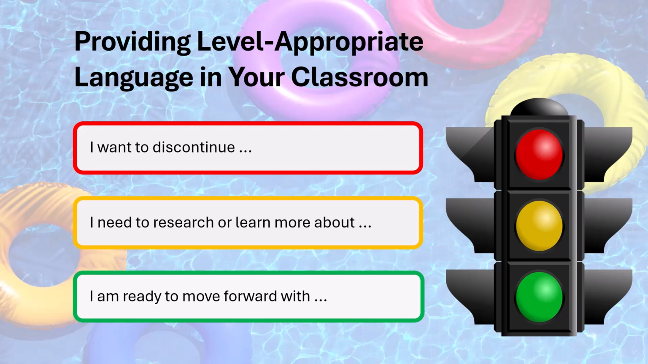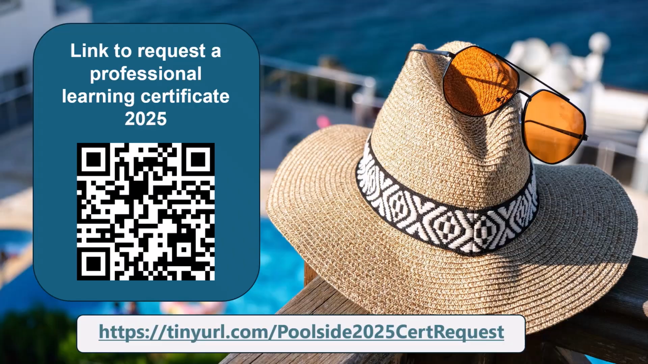As we wrap up, I invite you to write down your thoughts on these three ideas. So, what would you like to discontinue in light of what we're learning about level appropriate language in our classrooms? What is something that you really want to learn more about? You might need to do some research on. And then finally, what are you ready to move forward with? What do you want to dive right into?